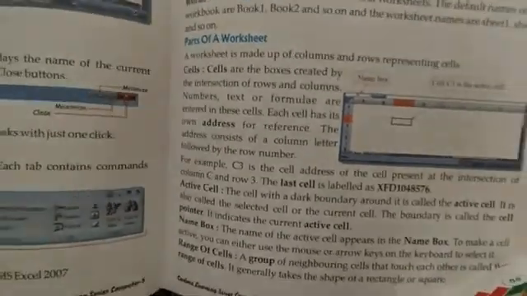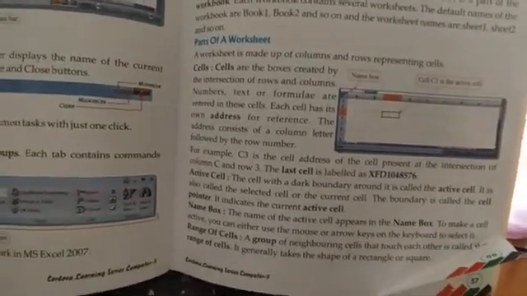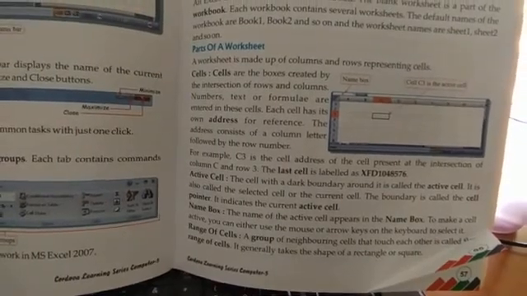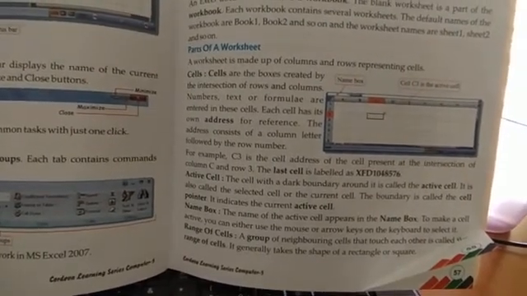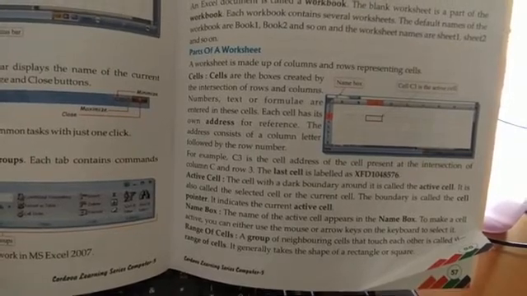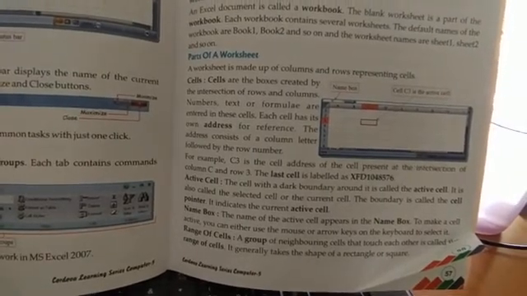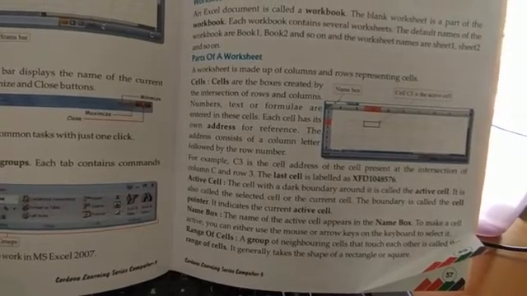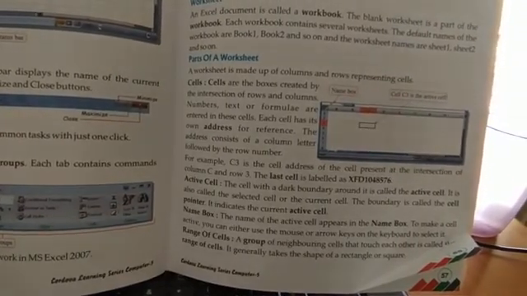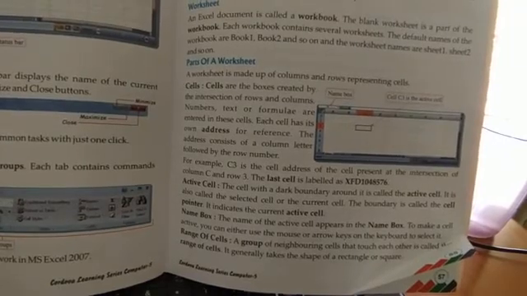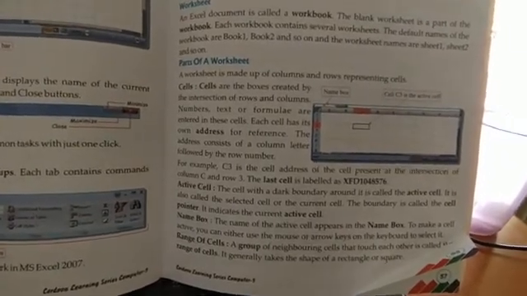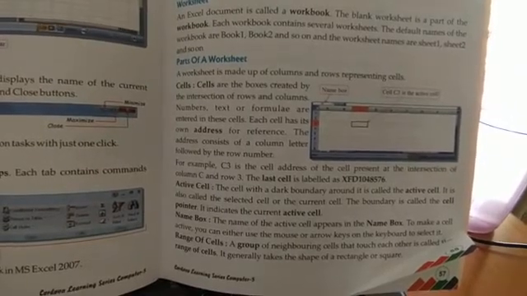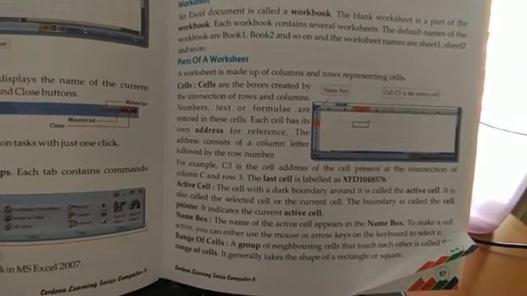Okay, now the last cell is labeled as XFD1048576. Okay, this is the last cell of a worksheet. You will not be able to find it easily, because whenever you work with a large amount of data, then you will find this large cell. Okay, now active cell, the cell with a dark boundary around it is called the active cell.